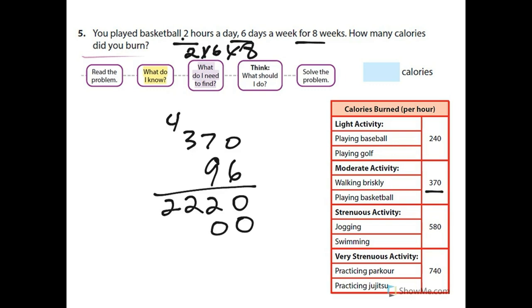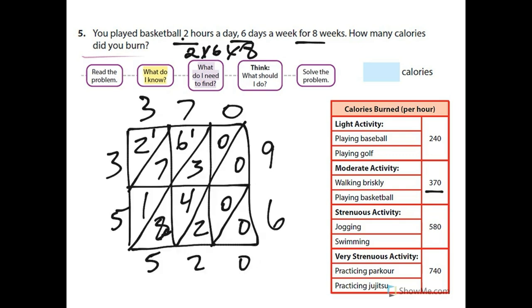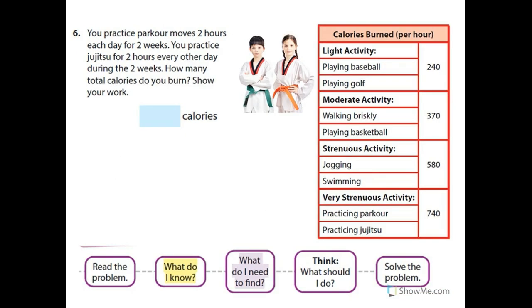9 times 0 is 0. 9 times 7 is 63. 9 times 3 is 27. 27 plus 6 is 33. So 0, 2, 5, 5, 3, 35,520. And here's what the lattice method would look like. You would still get 35,520.